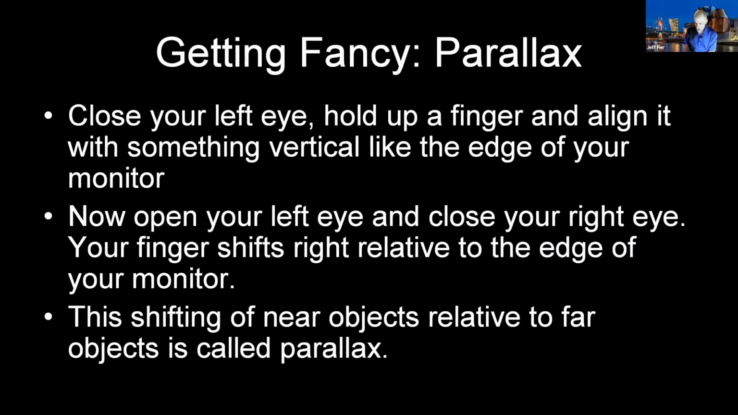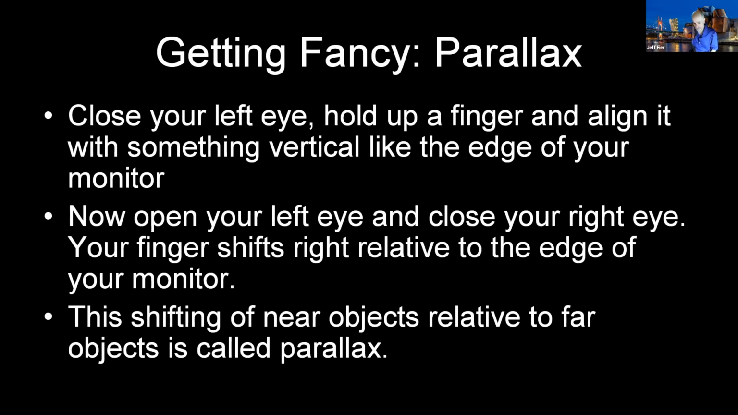Okay, so now let's go on to the fancier stuff. Do this experiment. Close your left eye, hold up a finger and align it with something vertical like the edge of your monitor. Once you've got that done, now open your left eye and close your right eye. What happens to your finger? It's shifted right relative to the edge of your monitor. That is something that's known as parallax. If you're looking at objects from different angles, like our two different eyes, objects near and far are going to have a different orientation relative to each other.